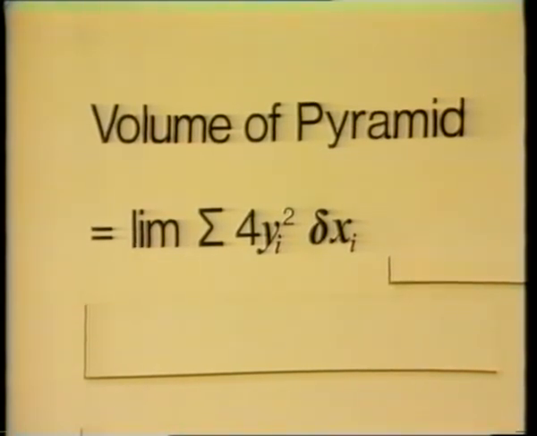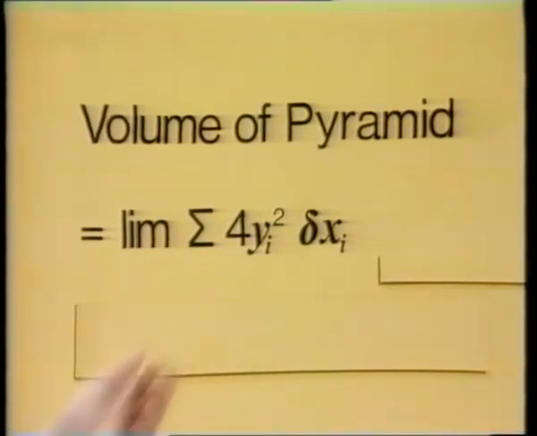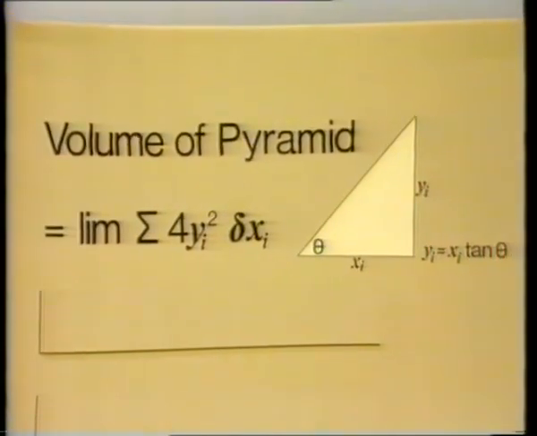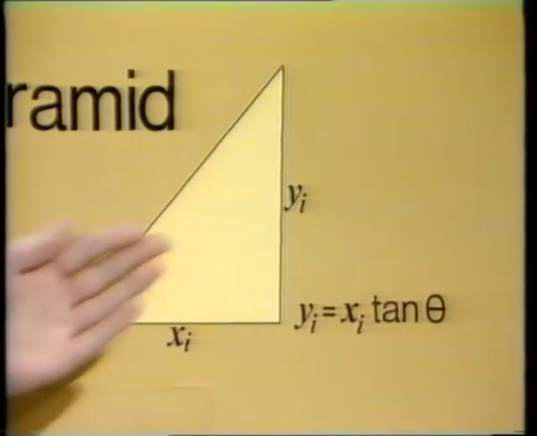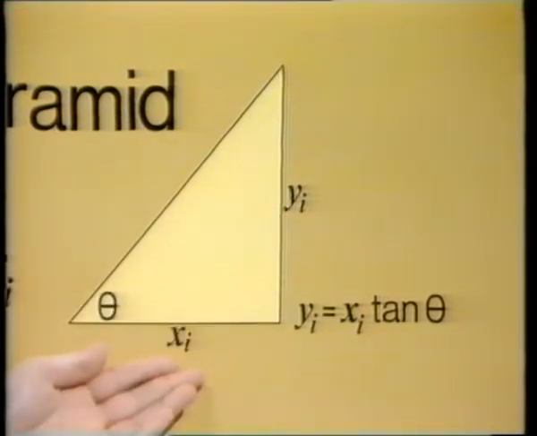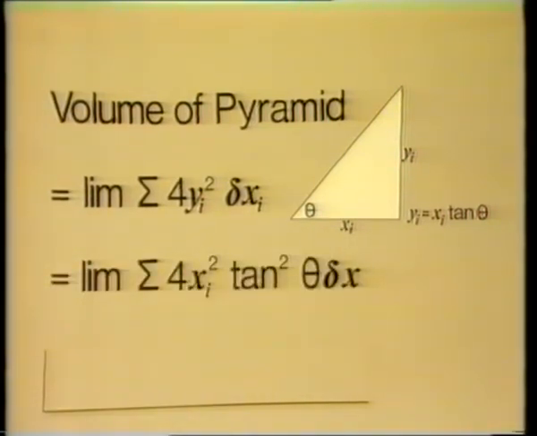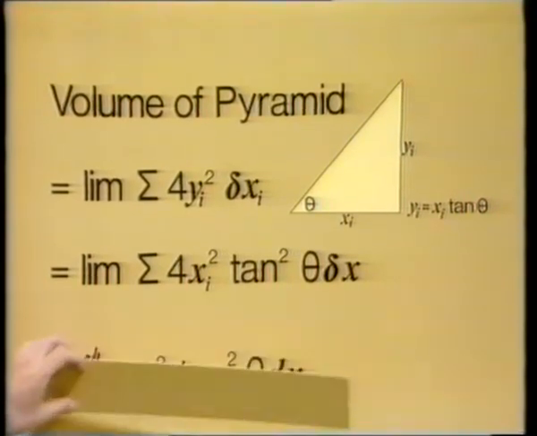Now to make progress, I need to rewrite this yi squared in terms of xi's. Well, here we can see the angle theta, which is half the angle at the top of the pyramid. And tan theta is just yi divided by xi. In other words, yi equals xi tan theta. Making this substitution gives this. And we can write this expression as this integral.